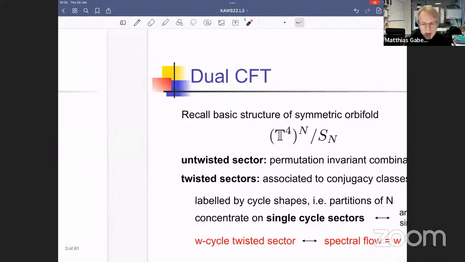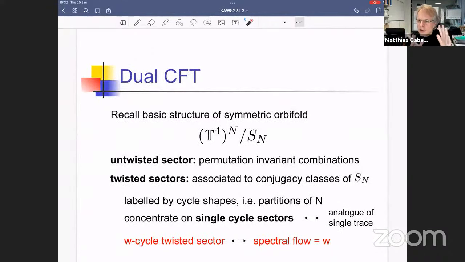Okay, so let's get started very slowly again. Let's first start with the symmetric orbifold. This has nothing to do with AdS/CFT. Just think about the symmetric orbifold. Remember, this is (T4)^N / S_N. So you take N copies of a T4 theory and you divide it by the orbifold group, which is the symmetric group. And then, as I explained before, like with every orbifold theory, there's an untwisted sector, which consists of all the permutation invariant combinations that you can make out of the (T4)^N theory. And then there are twisted sectors, and the twisted sectors are associated to the conjugacy classes of the symmetric group. Remember, these are the cycle shapes.